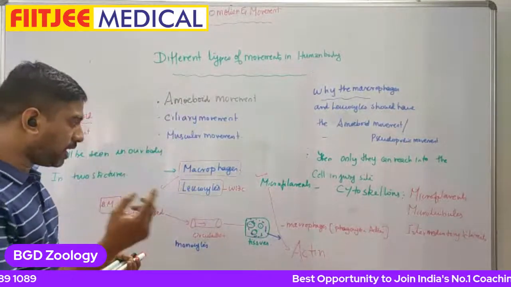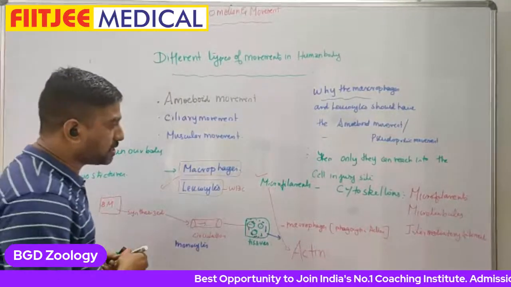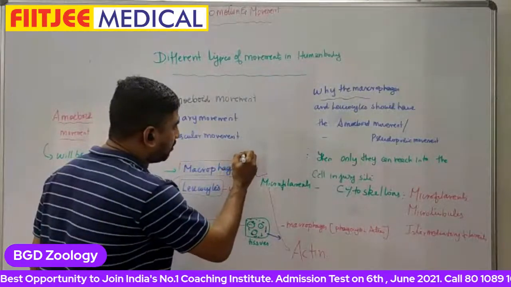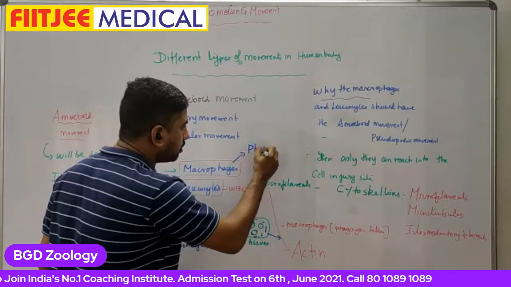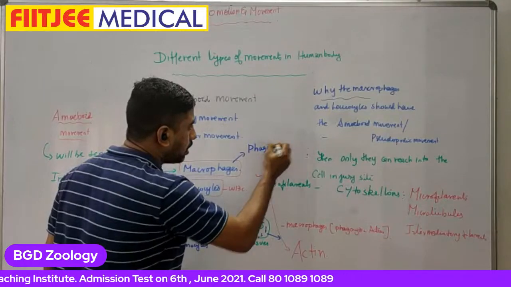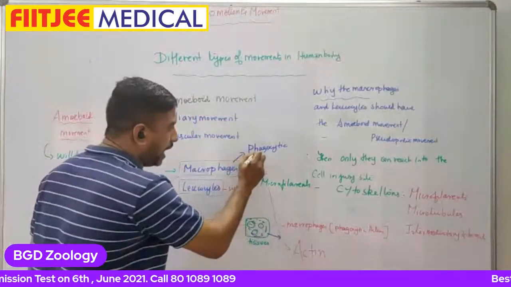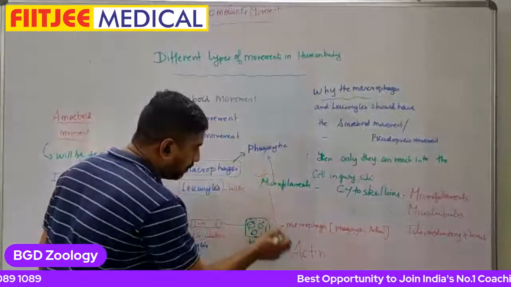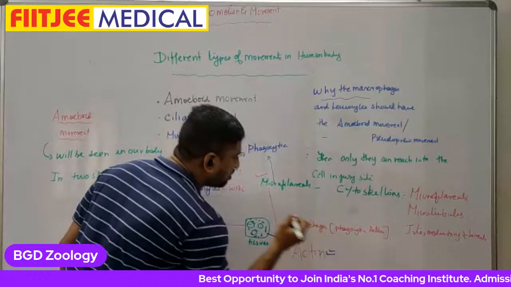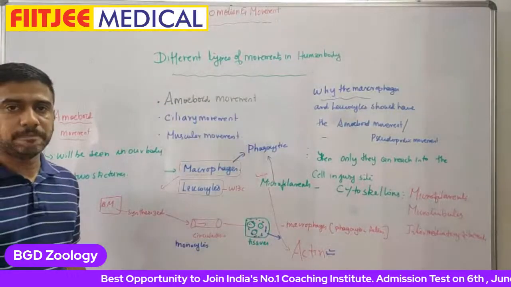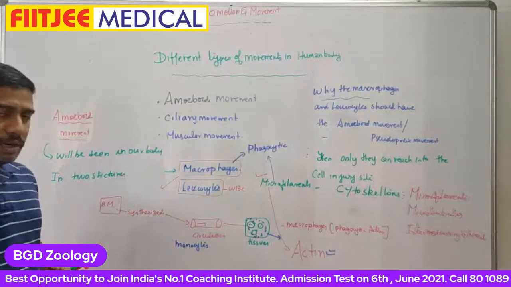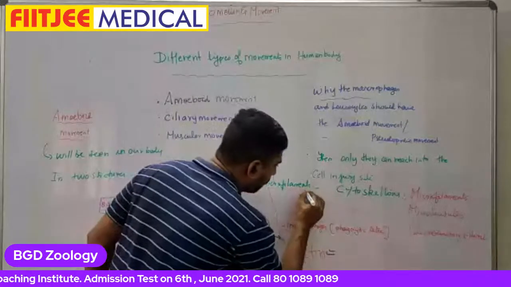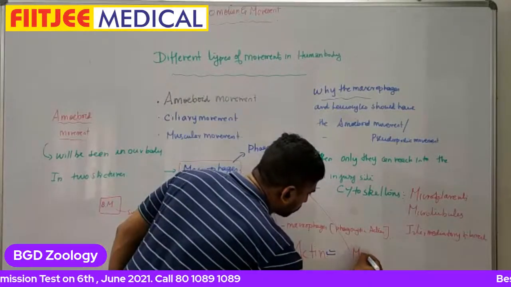So for example, one contractive movement I can tell you: macrophages, I already told you, have phagocytic power. How will this phagocytic power be enhanced? It is with the help of the microfilaments. Why can the microfilaments do that? It is because of the actin. And also please remember, the same microfilaments you can see in the case of the microvilli structure also.